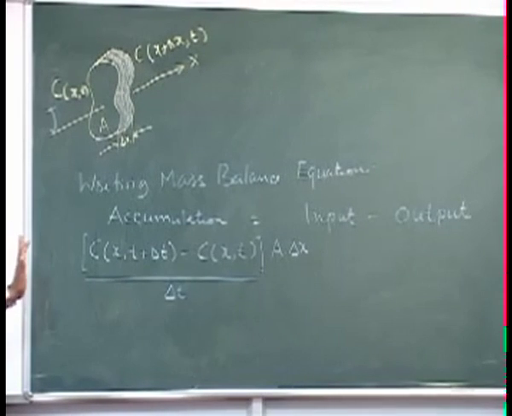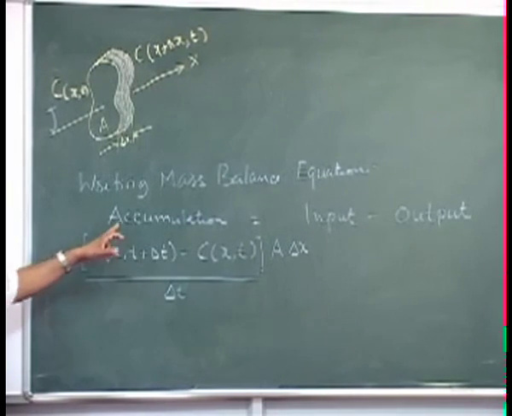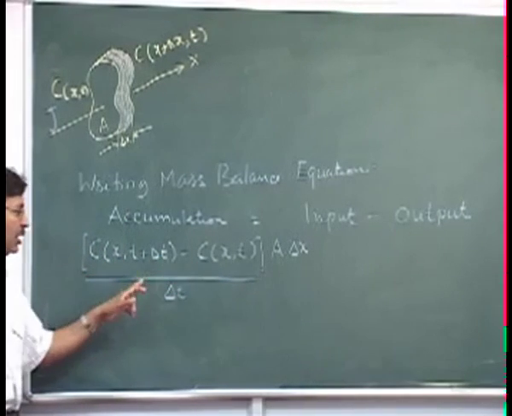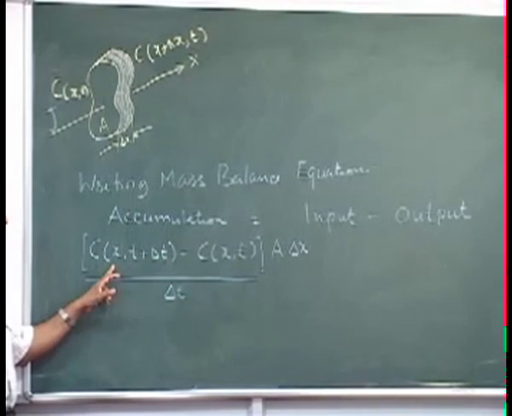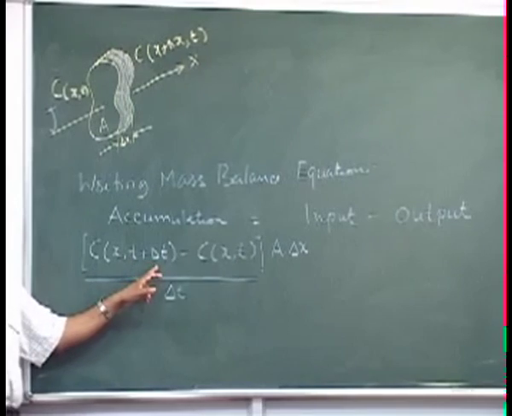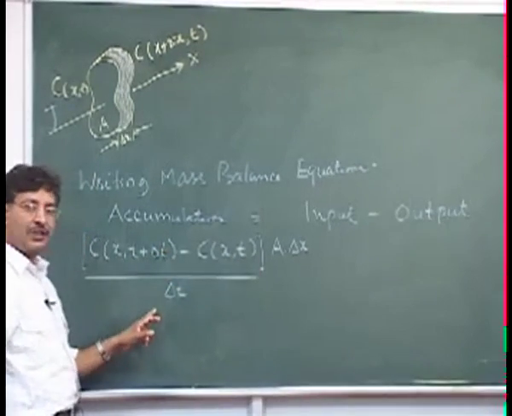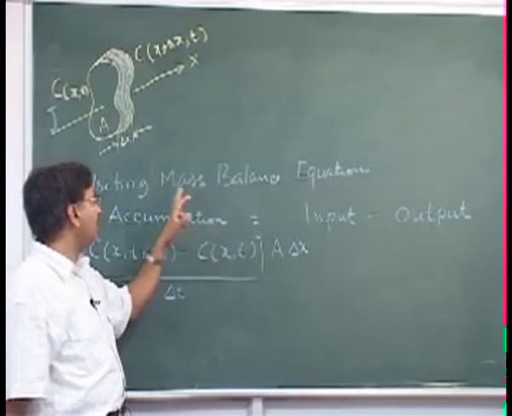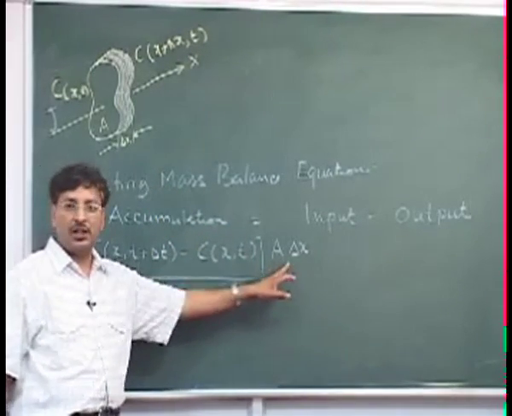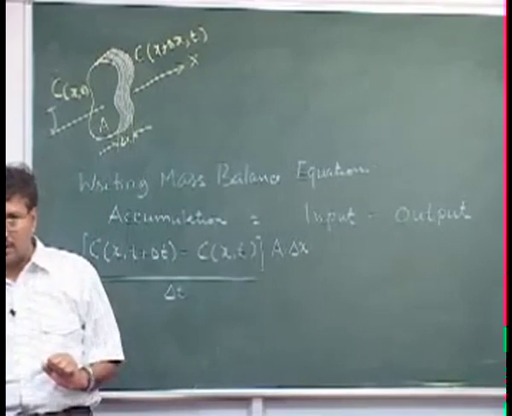This is again similar to del C by del t, but we are talking about this strip. We are talking about accumulation rate: concentration at t plus delta t minus concentration at t, times delta t. So concentration per unit time, but we are interested in mass balance, so area times delta x. Is that all right?